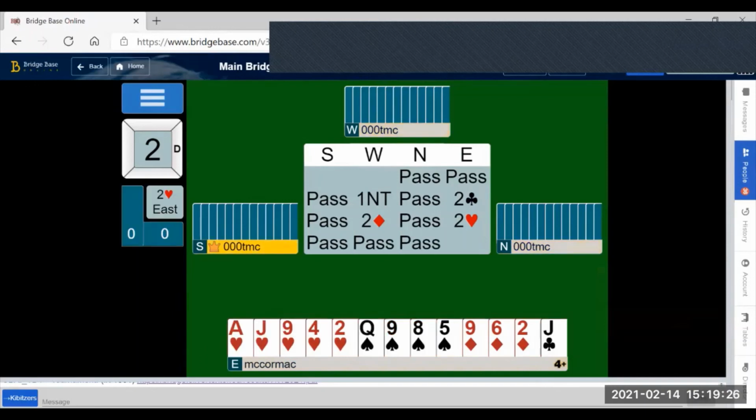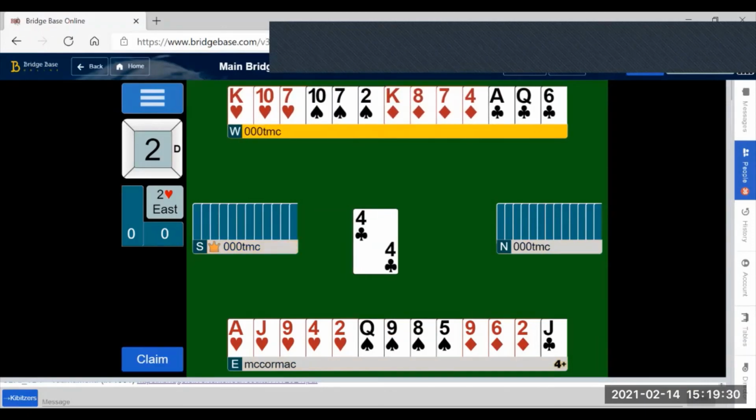And if we look at partner's hand, we can see that by playing in hearts, we found a better contract than if we played in no trump. No trump wouldn't go well.